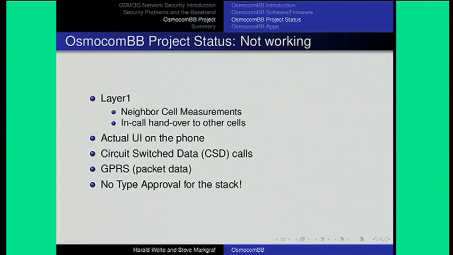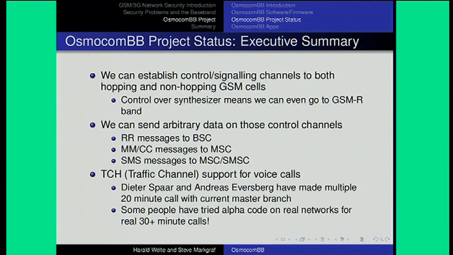Some things it cannot do. We don't do neighbor cell measurements yet, which also means we don't do handover yet. So you cannot really move around while you have an active call with Osmocom BB. That's the most important practical constraint. We don't have a user interface on the phone, but if somebody wants to do it. There are no circuit switched data calls, there's no GPRS, and of course there's no type approval, but that's not really something we're aiming for anyway.